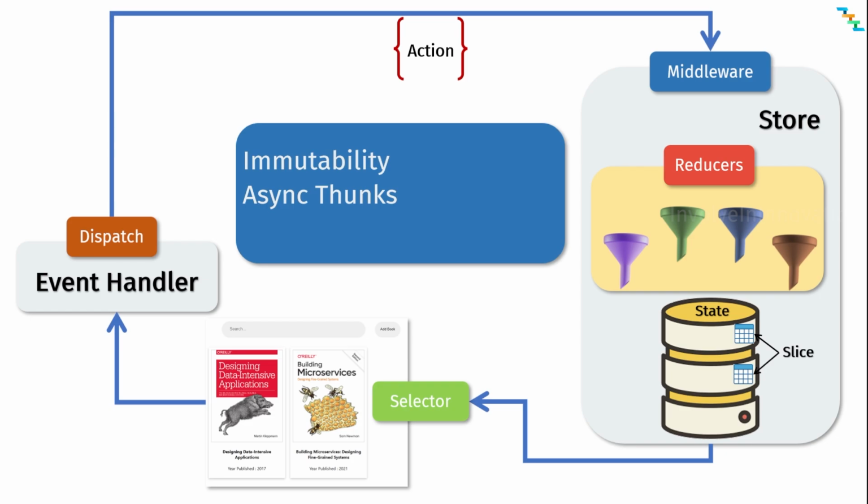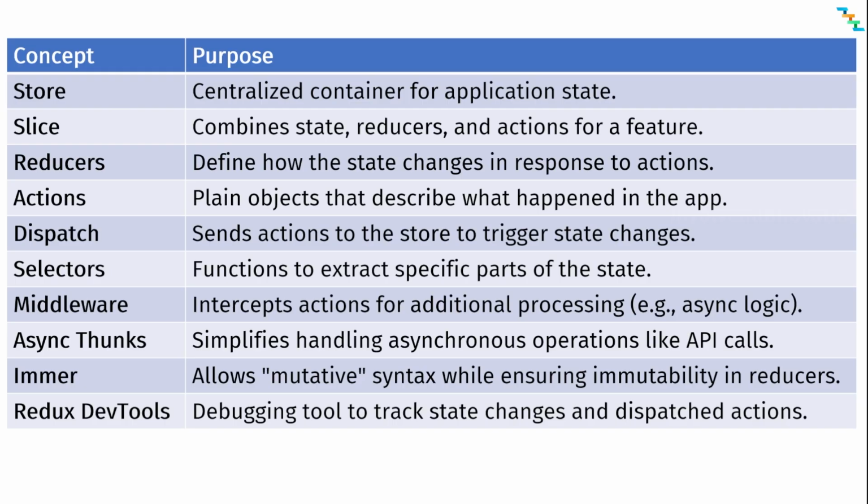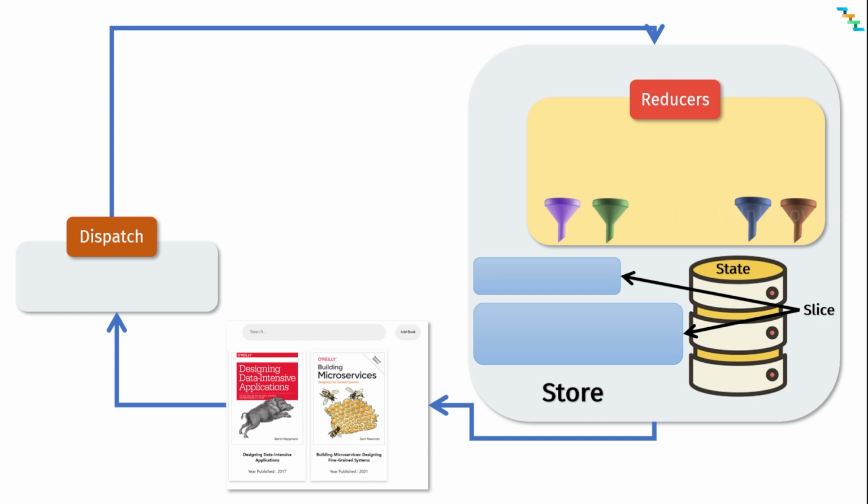AsyncThunks. This is to handle asynchronous communication. For example, if you have API calls, this is where you can use AsyncThunks. And then Redux Toolkit also has Redux DevTools integration, and with that integration you can see how the state changes and what the different reducers being called are, and you can also send your own action, and with that action you can see how your state gets changed.